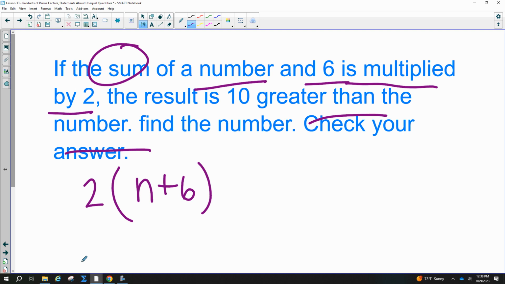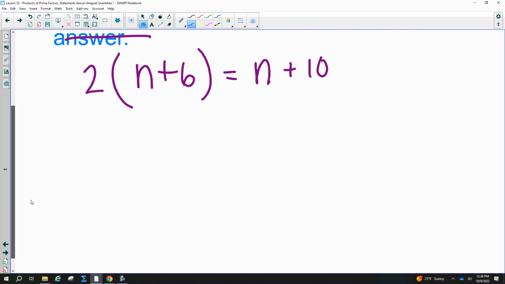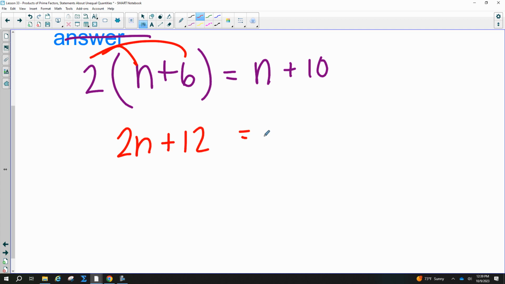The result is, what should I put for the result is? Yep, 10 greater than the number. So again, I like to put the plus 10 after the n, 10 greater than the number, because if it's less than, you have to put it after. All right, now we're going to solve it. So I'm going to distribute this right here. This would be 2n plus 12 equals n plus 10.